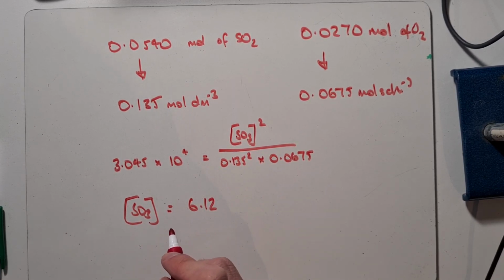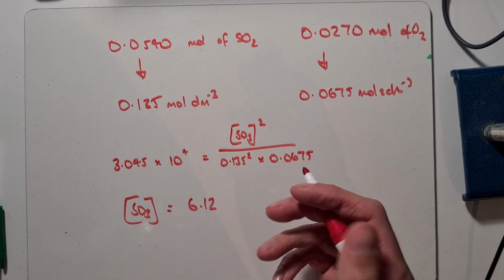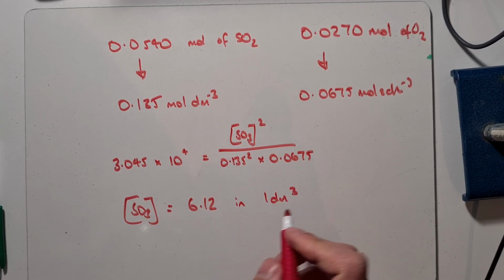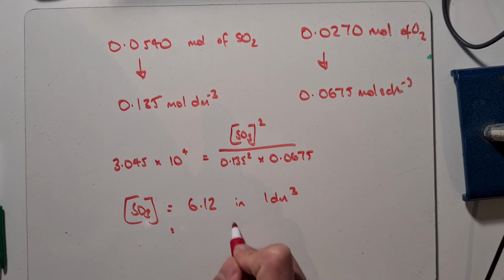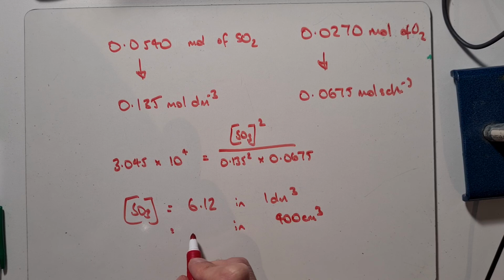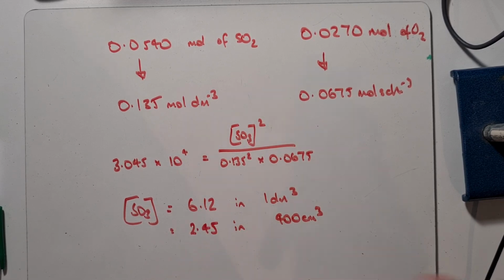Now that's the concentration. This wants the amount in moles, so the equilibrium amount of the SO3. We then need to work out if that's in 1 decimeter cubed, how much will there be in 400 centimeters cubed. And to do that, I'm going to divide by 2.5, which gives you 2.45 moles to 3 significant figures. So that would be then your answer. And that is question 4.